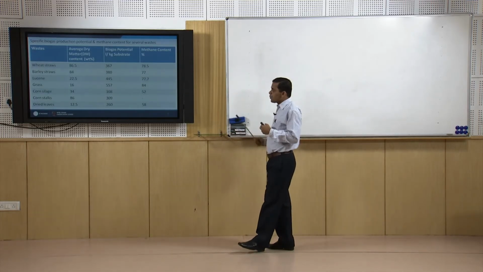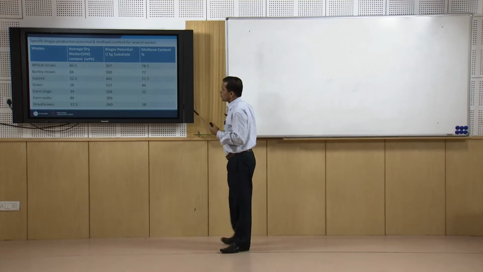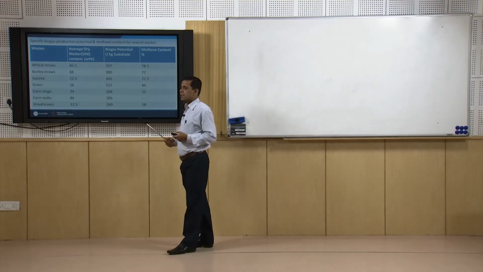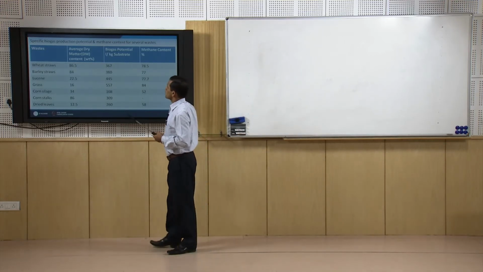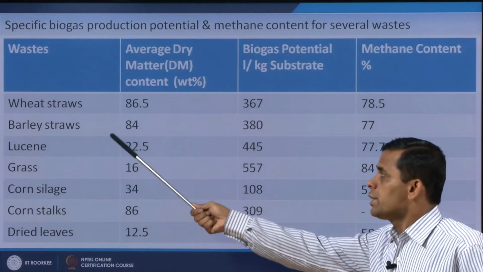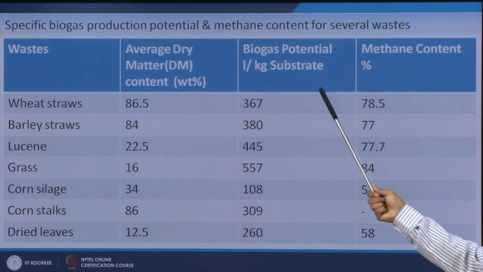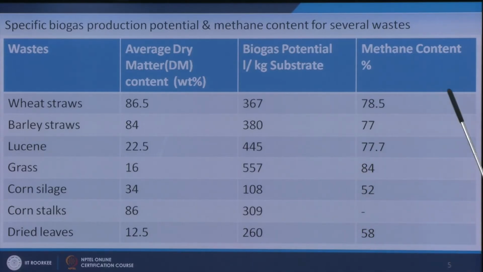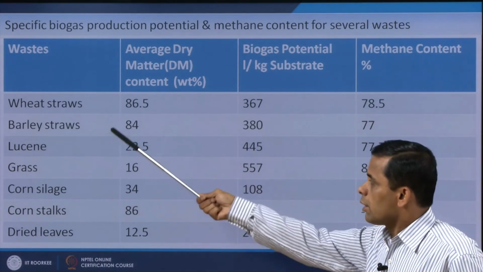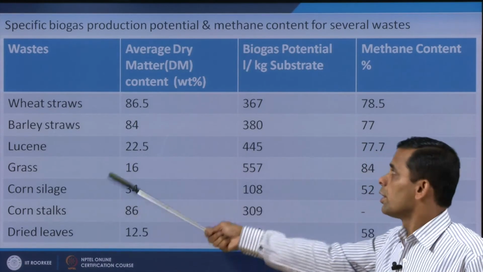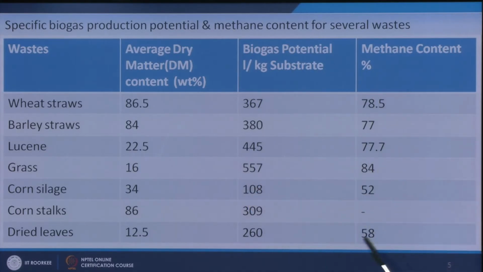Now, we will see different types of feedstocks or wastes which are available with us, and what the potential of these wastes is in terms of solid content, biogas potential, and methane content in the biogas. This table shows us that with the variations of these feedstocks, these values also vary significantly.